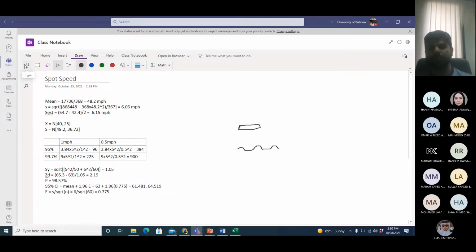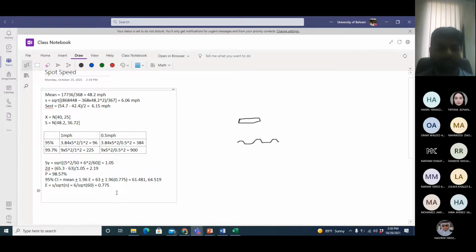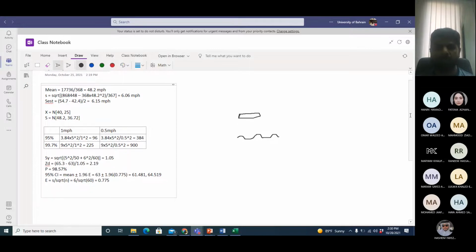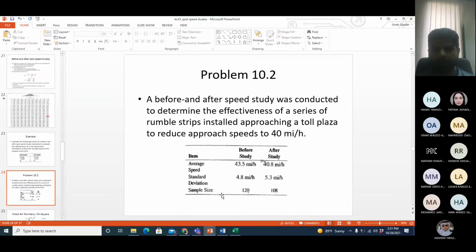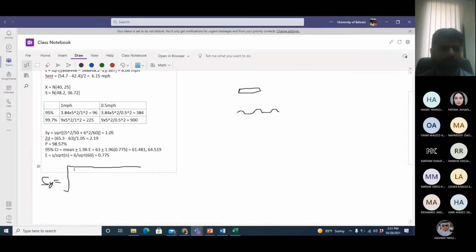We wanted to reduce the speed of the drivers by these rumble strips to 40 miles per hour, and we have the before and after data. We will calculate the SY and the Z value like we did for the last example as well. I will calculate the SY value first. So SY equals, for the before sample, I need the standard deviation and sample size, 4.8 and 120.